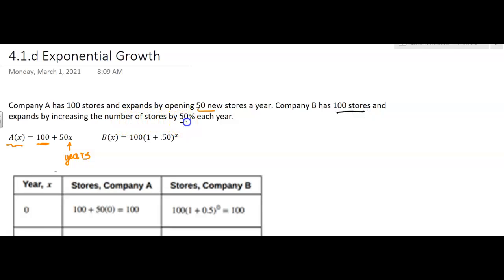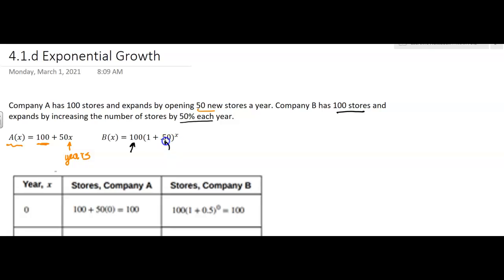Okay, Company B has 100 stores to start with, and they're going to expand by increasing the number of stores by 50% each year. A couple things. Here's the initial amount they're starting with, 100. You can't start out with 0 stores and expect to get anywhere if you're increasing by 50%, right? Because 50% of 0 would still be 0. So they're starting with 100 stores.